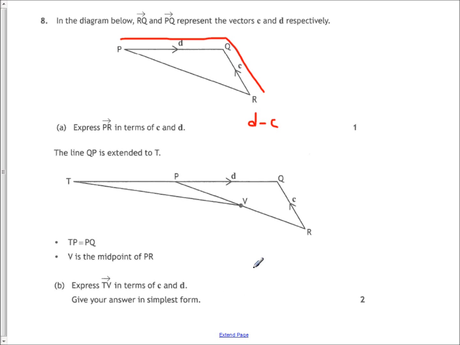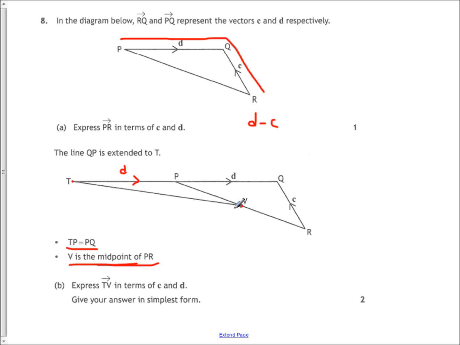Part B is probably maybe the most tricky question in the paper, to be honest with you. You're told that V is the midpoint of PR, and you're also told that TP is PQ. So the journey from T to P is going to be exactly the same as the vector D, because we're told that TP is the same as PQ. Now, the thing to pick up on is that V is the midpoint of PR, and we're asked to find the journey from T to V.